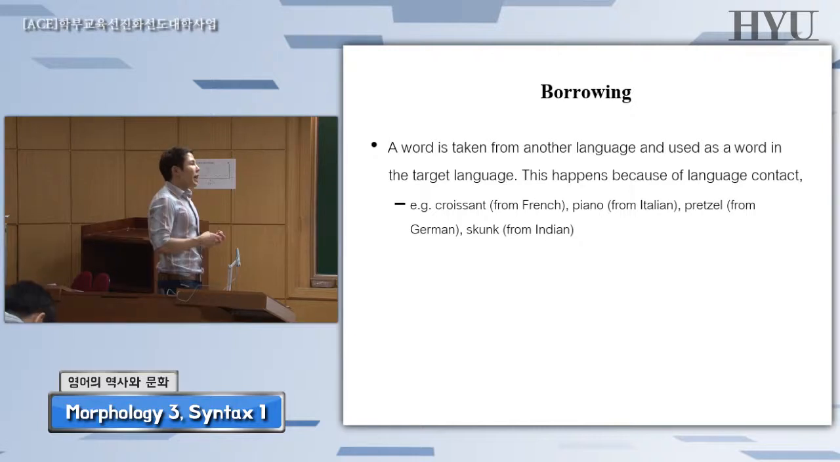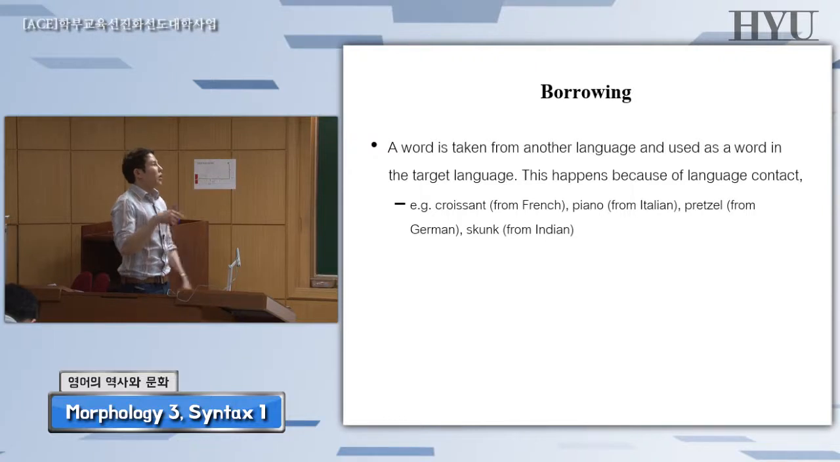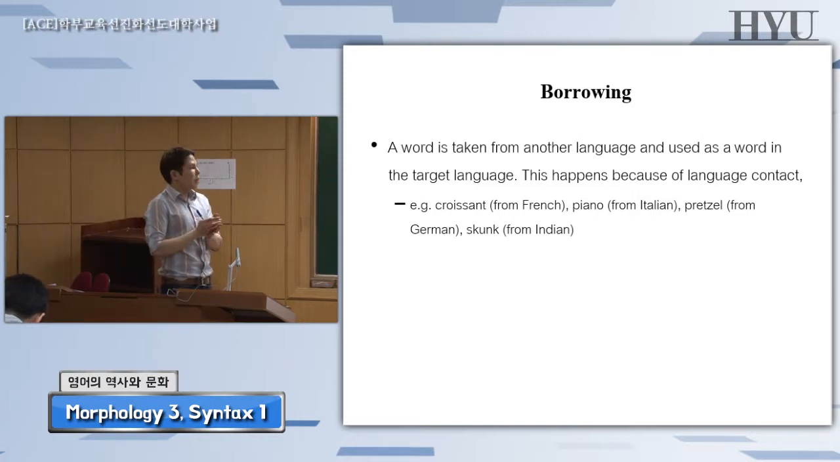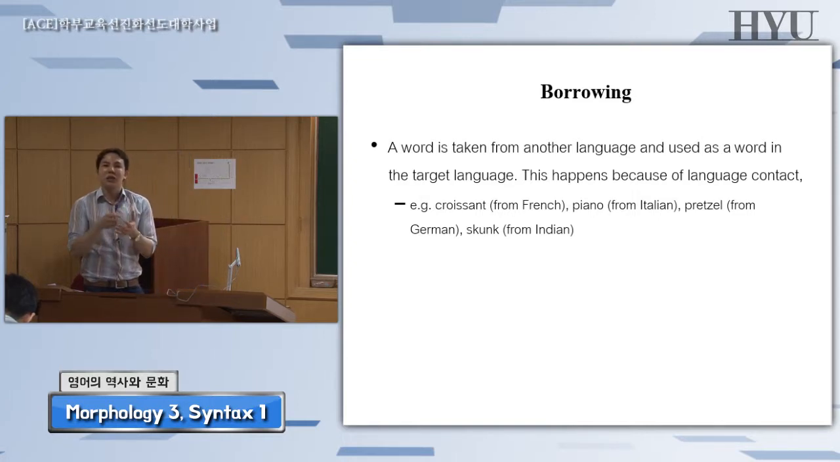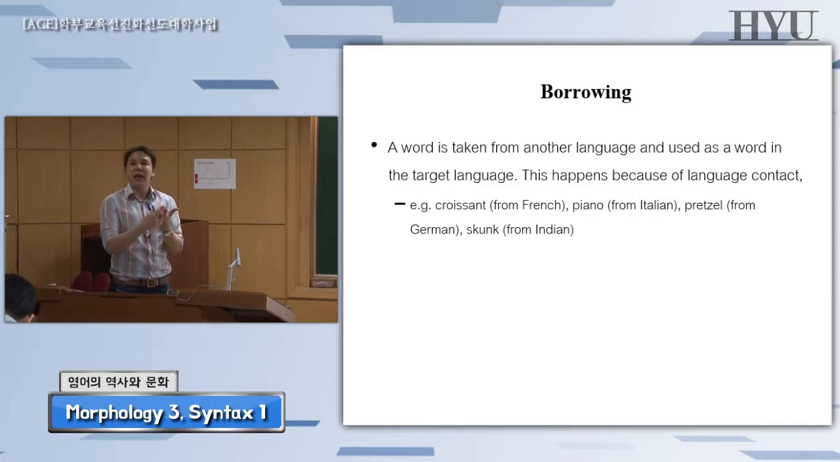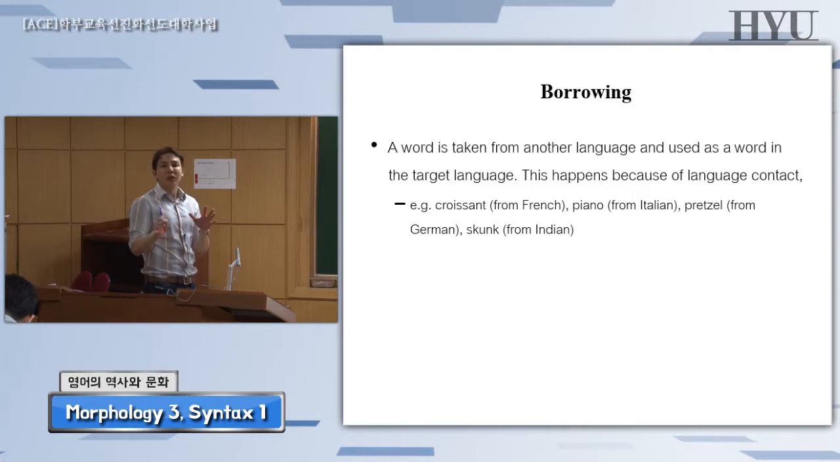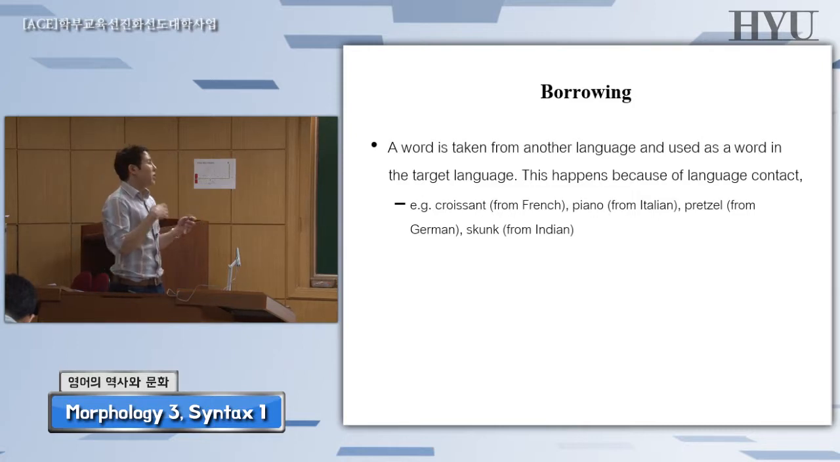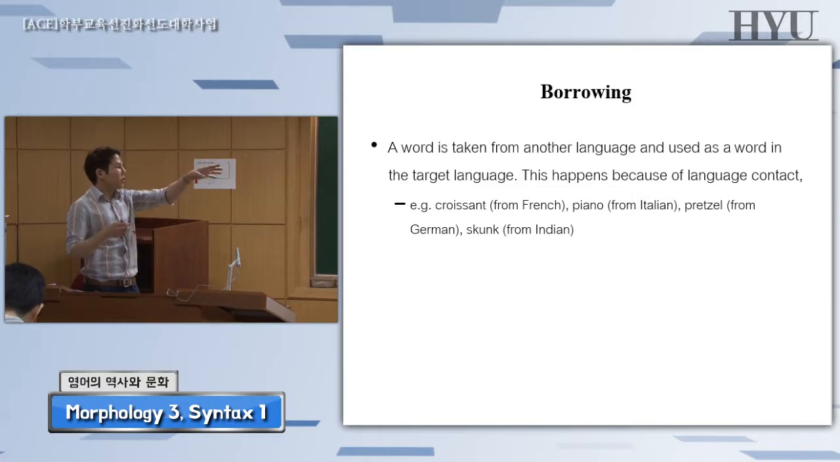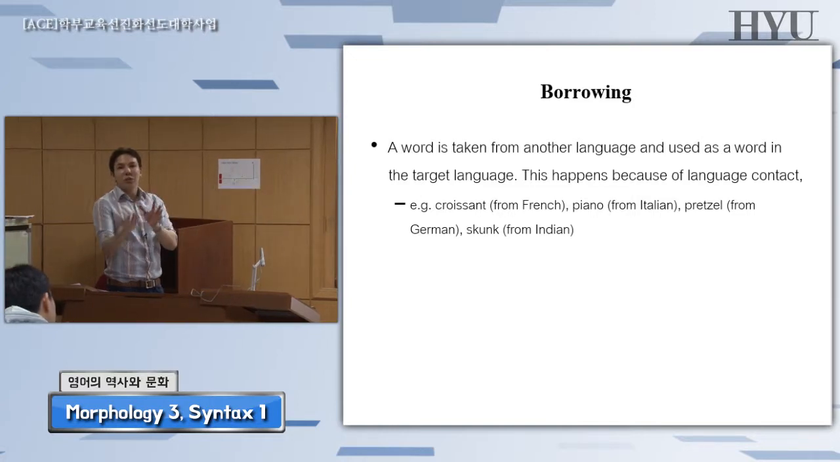And the next method is borrowing. Okay, we can borrow words from a different language and use them as words in our language. Okay, and this happens because of language contact. Throughout the history of English, English has been in contact with so many languages like Latin, like French, like Italian, and so on. So we borrow a lot of words from those languages, words that we didn't have before. We didn't use those words to describe some concepts or some things, so we have to borrow those words.